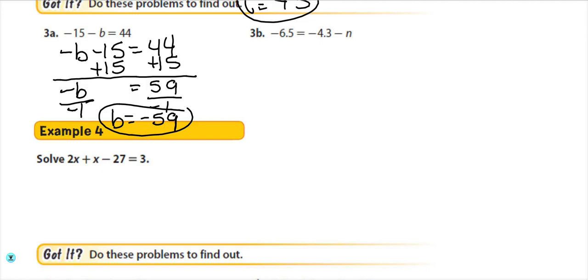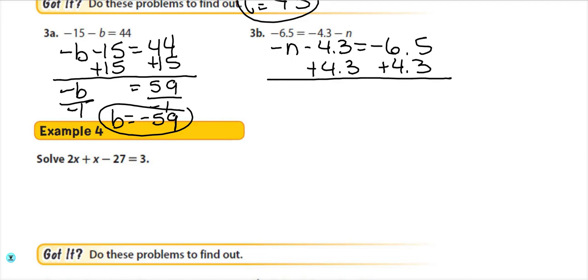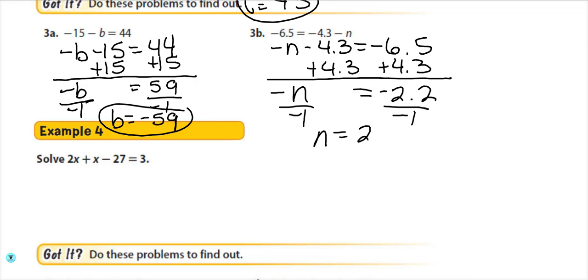Okay, for 3b, we need to do the same thing. We need to reformat it, so it should be negative n minus 4.3 equals negative 6.5. So we're going to add 4.3. It gives me negative n equals, different signs subtract, so it's actually going to be 2.2, and it's going to be negative. I need to divide by negative 1, and n equals 2.2.